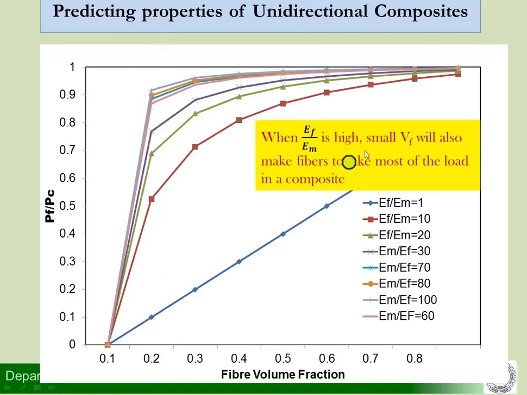So when EF by EM is high, even a small volume fraction will make the fibers take most of the load in a composite, and that is what we intend to do with a composite material, and it will make the composite stiffer. So we say that when the ratio between fiber and matrix stiffness is high, then even for smaller volume fractions, we find that most of the load is taken by the fibers themselves.